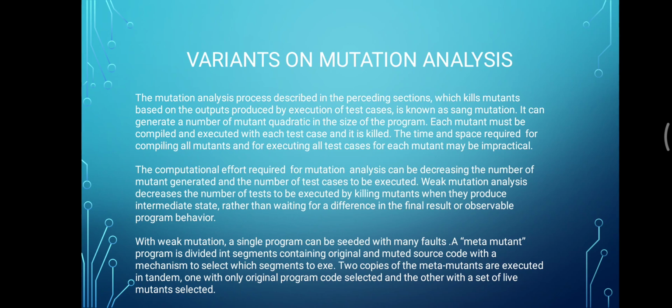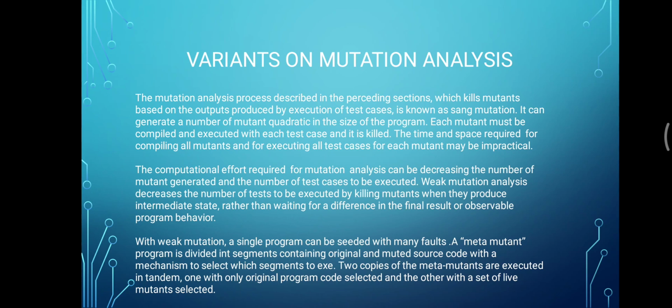A meta mutant, okay, you know the meaning of meta. Meta is nothing but a definition having another definition. In the same way, a mutant having another mutant in it. A meta mutant program is divided into segments containing original and mutated source code, with a mechanism to select which segment to execute. Two copies of the meta mutant are executed in tandem, one with only the original program code selected and the other with a set of live mutants selected.